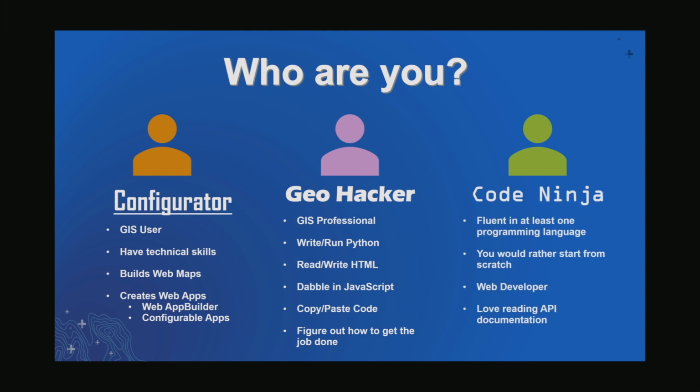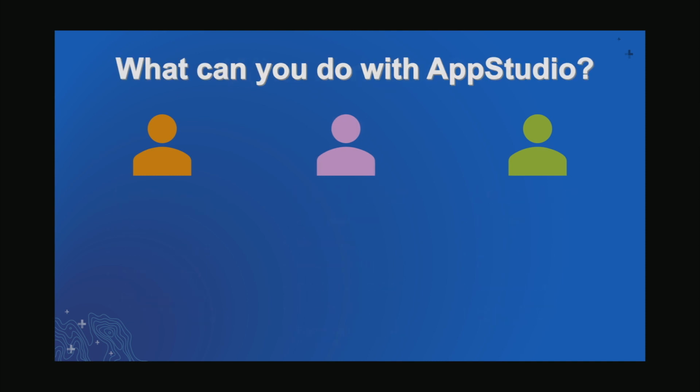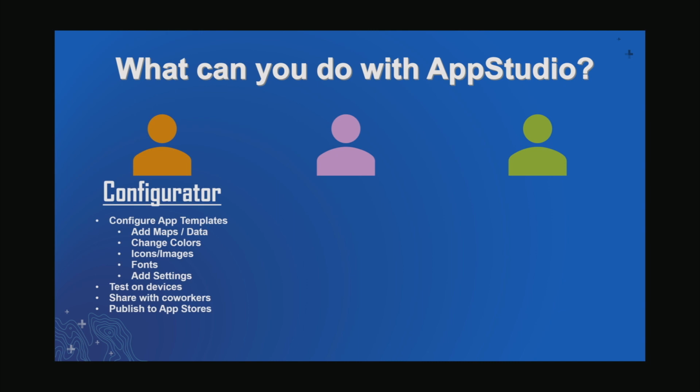Or are you a code ninja? You are fluent in at least one programming language. You're totally comfortable starting from scratch and just going through documentation and figuring things out. So with these different personas, what can you do with AppStudio? Well, as a configurator, you can use one of our templates and add your maps or data, change the colors and the branding of the app with different colors and images, add custom fonts and icons to your app, and with a number of settings that you don't have to programmatically change, but you can just configure in our settings dialogues. And you can test these on multiple devices, share those with your coworkers and even publish those if you like to app stores.